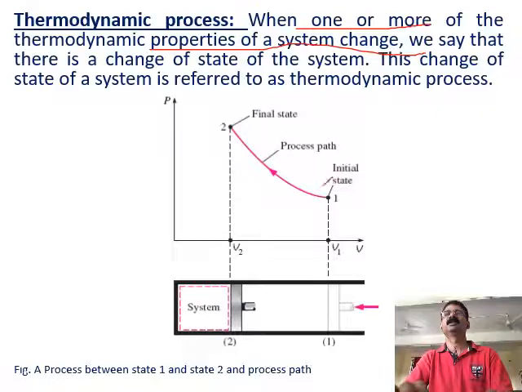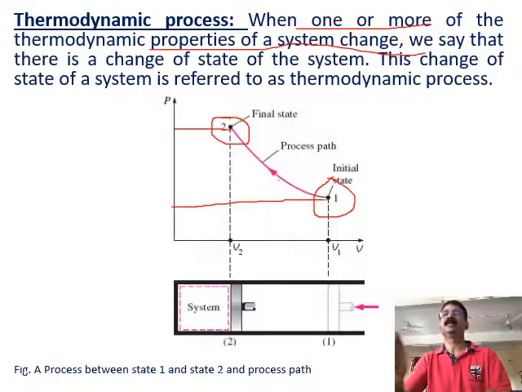You see here, this is state 1 where volume is V1 and pressure is P1. Now because of some thermodynamic process, the state point has moved to state 2, the final state, where volume is V2 and pressure is P2. So both the pressure and volume have changed. As a result, the state point has changed. So when the properties change, we say that it is a change of state. This change of state of the system is referred to as a thermodynamic process.